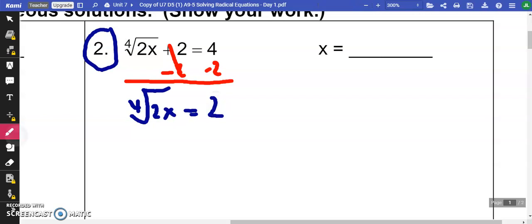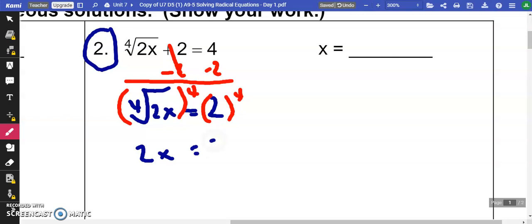Then, since everything that we have left is underneath the radical, we're going to use that power to get rid of it. So what we're going to do is use a fourth power to cancel out the fourth root. So that'll put 2x over here, and then 2 to the power of 4 across from the equal sign. So we know that 2 to the power of 4 would equal 16, because we're going to multiply 2 times 2 times 2 times 2.